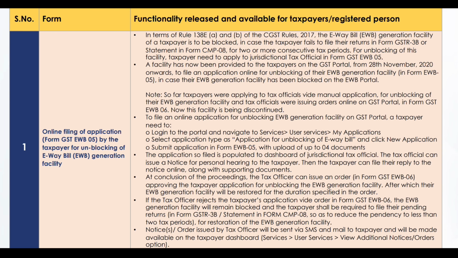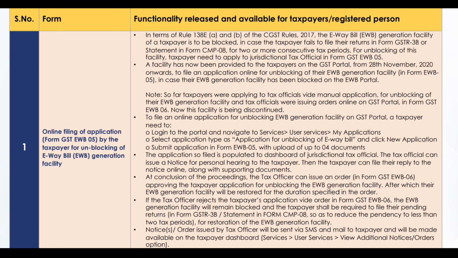And regarding e-way bill, online filing of application by the taxpayer for unblocking of e-way bill generation facility. The e-way bill generation facility will be blocked if the taxpayer fails to file the returns in form GSTR 3B or CMP08 for 2 or more consecutive tax periods. Then the taxpayer will be blocked from e-way bill. Then how to unblock the e-way bill?